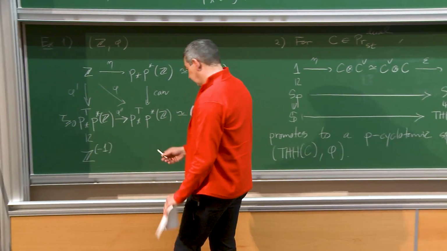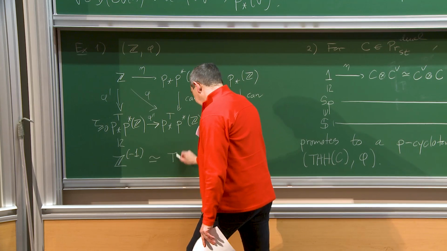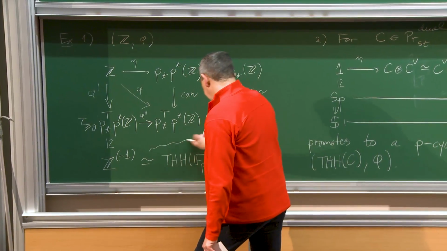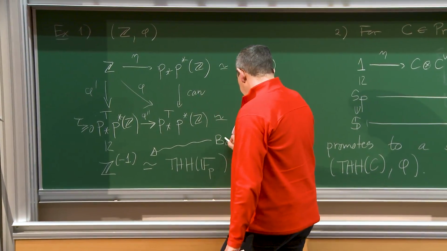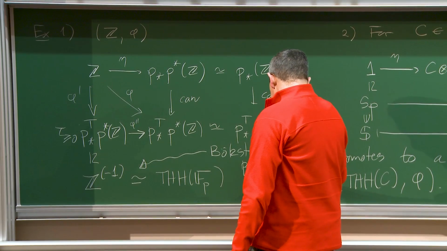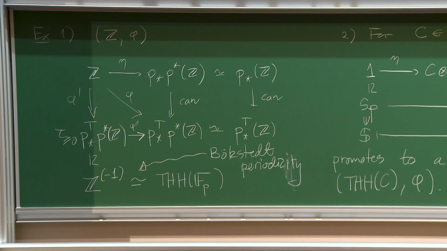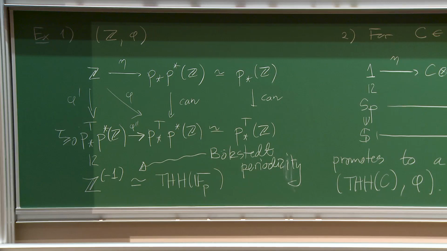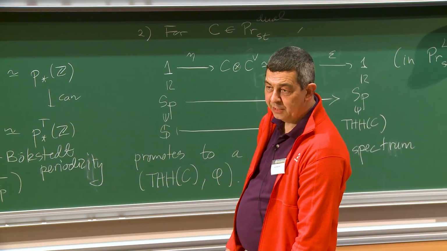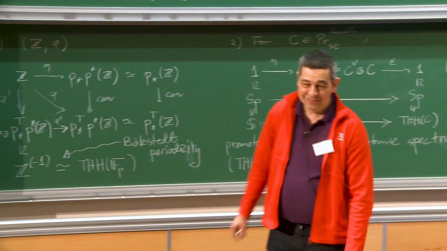And now there's a real theorem, and that is Bökstedt's periodicity theorem, which says that this as a cyclotomic spectrum is THH of Fp. Is the -1 thing just notation? That's just notation, and I'm very confused if this should be a -1 or a +1. Well, it depends how you look at it. I don't know.